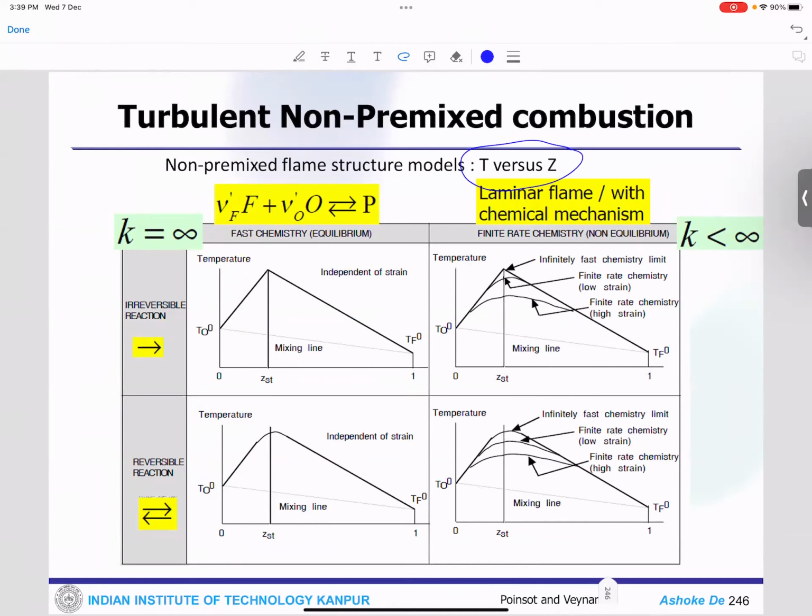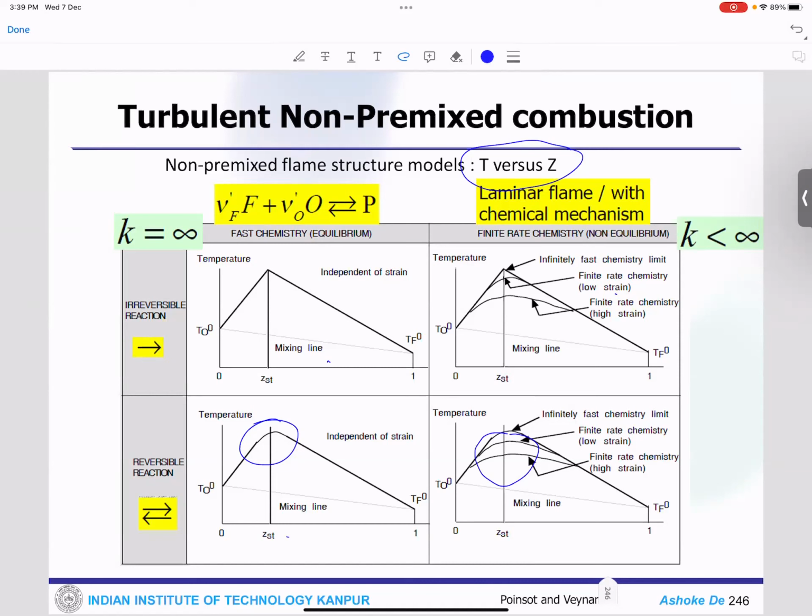So particularly if you look at here, this is the simple equilibrium pattern. Now here you get the reversible one, so you get some decrease. Here you come to finite rate chemistry. Obviously the finite rate chemistry is going to behave, and there could be two possibilities: strain rate effect. If you have high strain or low strain, depending on that, you see that maximum possible temperature that you get.